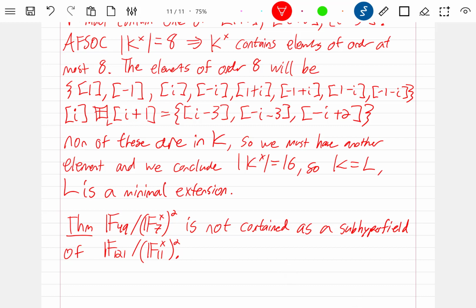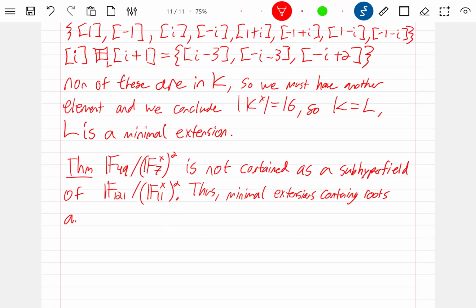And this implies minimal extensions containing roots are not unique. That is, F adjoin a root is not well defined, or K adjoin a root is not well defined for a hyperfield K.